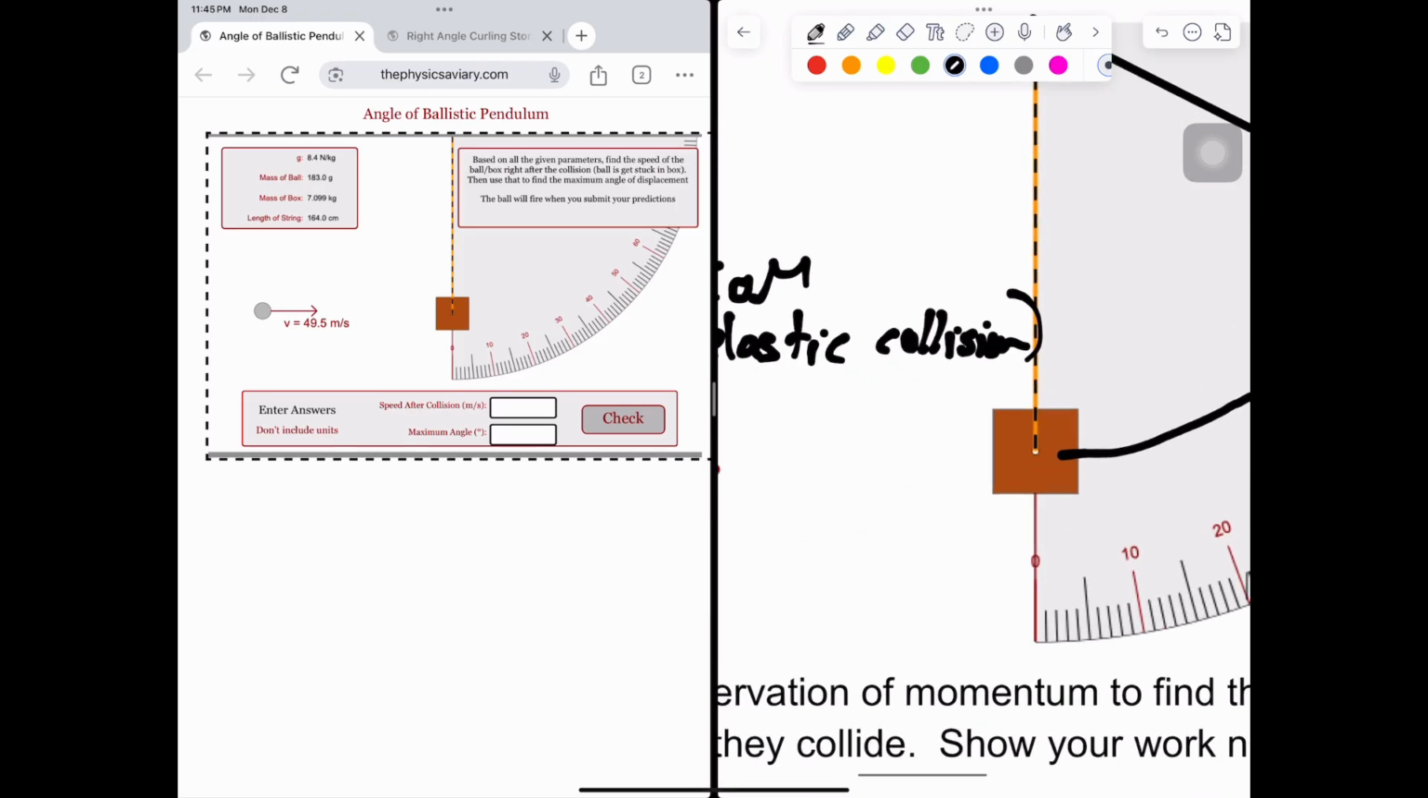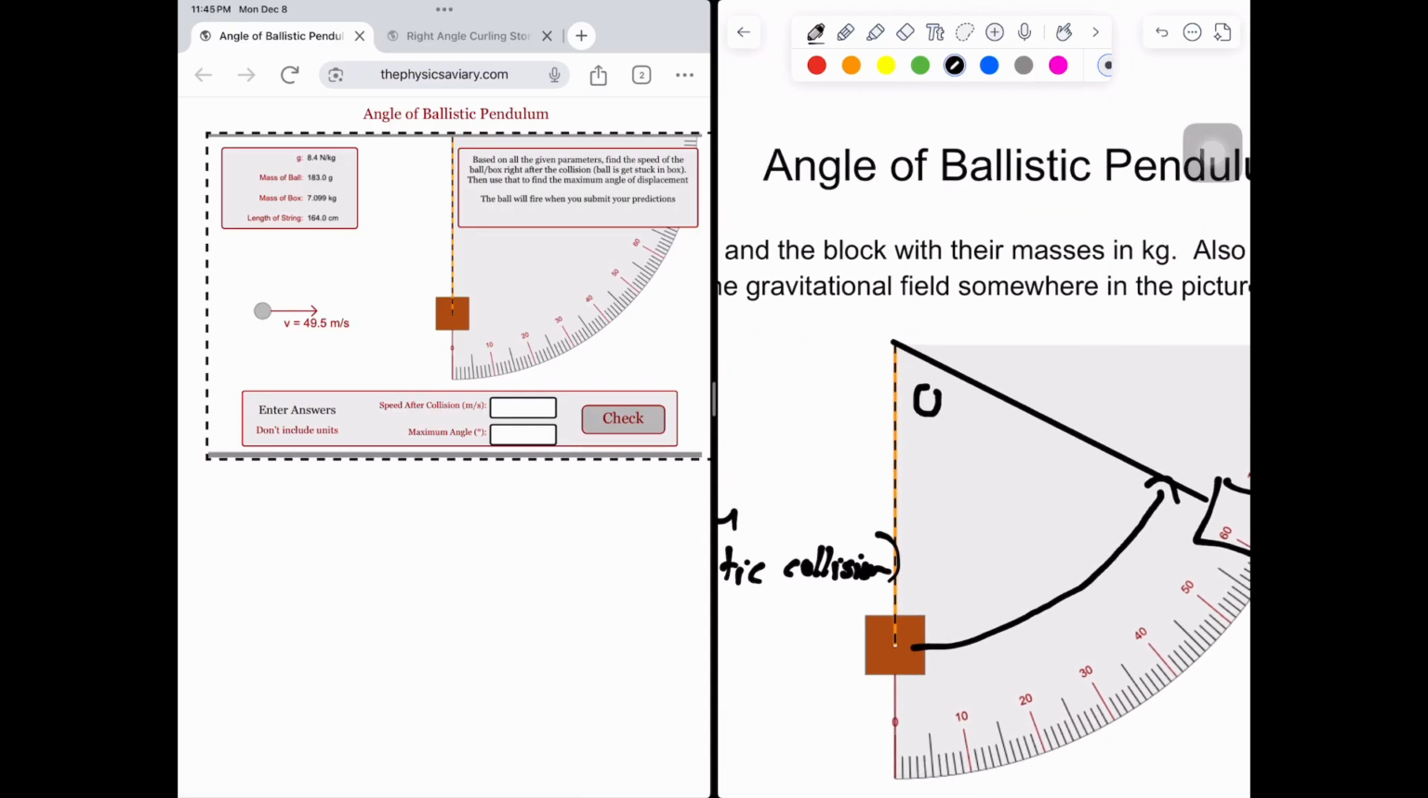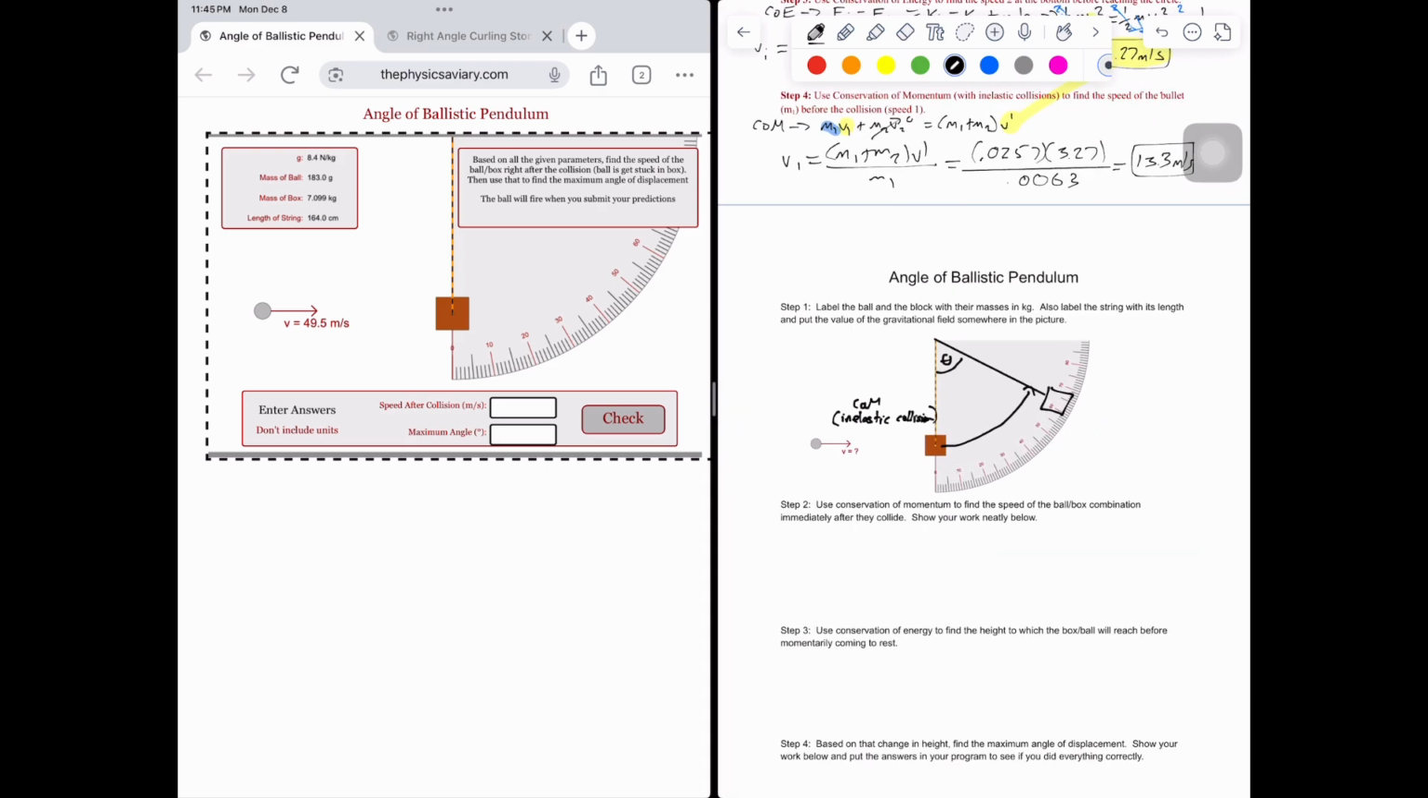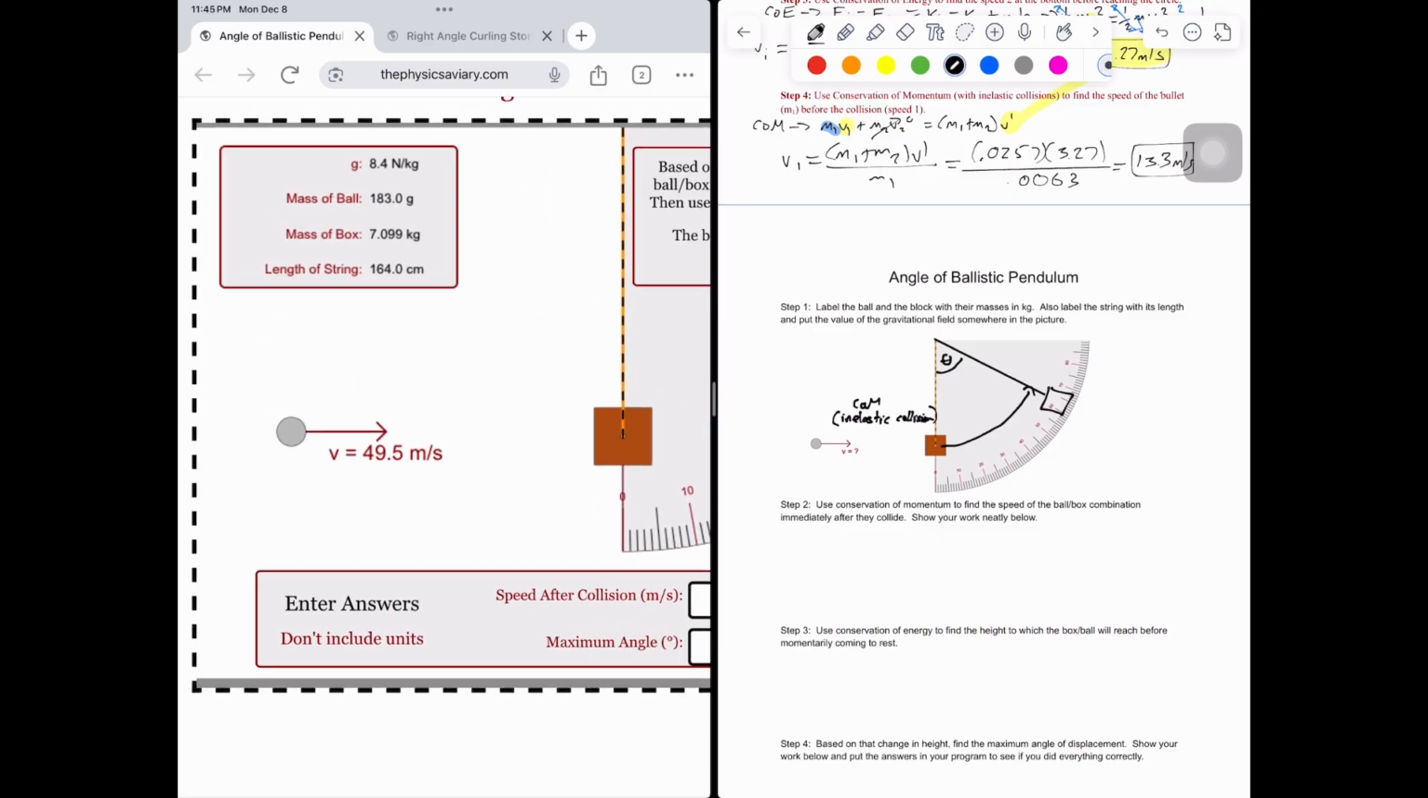Okay, and the velocity after collision is the same as the initial velocity of the box and the ball as they begin their upswing. And ultimately, we also want to find the maximum angle to which it rises. So we'll get to that part in a minute. First, take a moment to label everything in your problem.